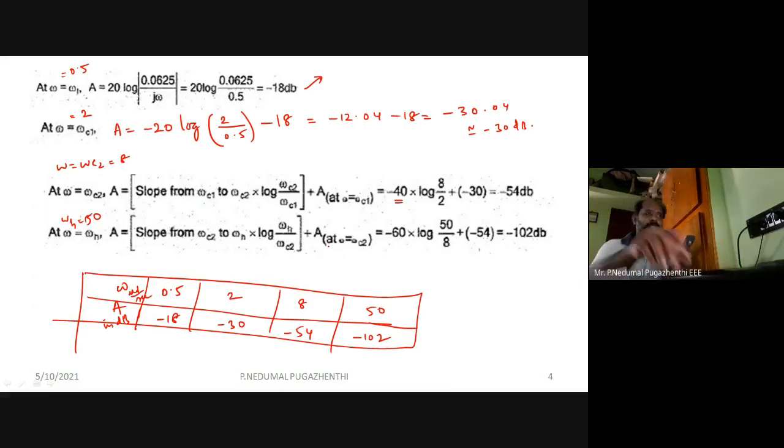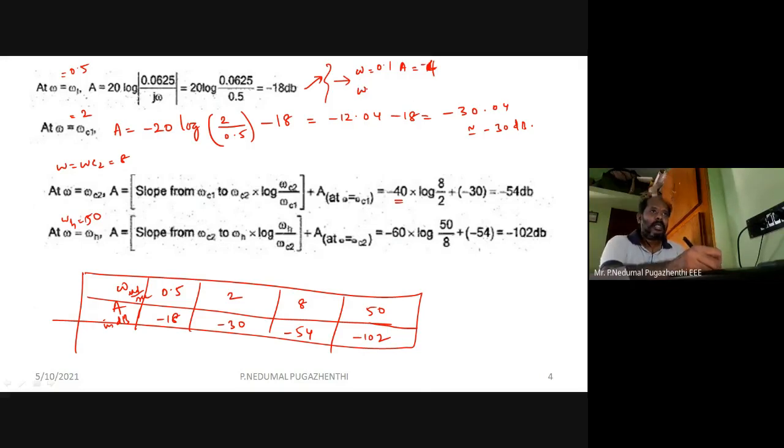I will check for the first term. If I choose omega equal to 0.1, then 0.0625 divided by 0.1, if we take the logarithm, into 20, gives me minus 4. So if I choose omega to be 0.1, then the value is going to be minus 4 decibels. Still I have to reduce that.